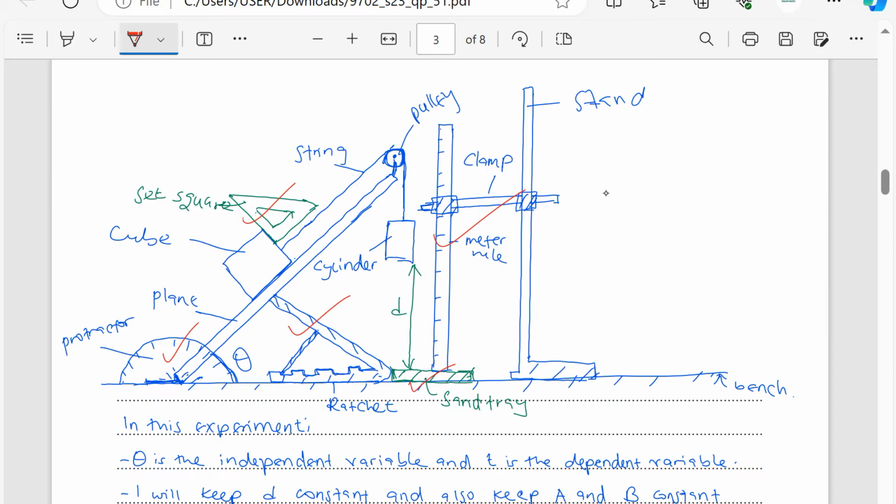This is not part of this diagram, but to measure t, instead of using a stopwatch, I may put light gates. And for light gates, they must be connected to a timer. I'll use red because this is not part of this diagram. It is just if you want to use light gates instead of a stopwatch. So you will draw 2 light gates. But these should be connected to a timer. So you will tell the examiner that this is a timer, and that these are light gates.